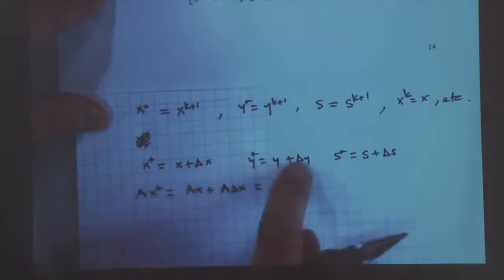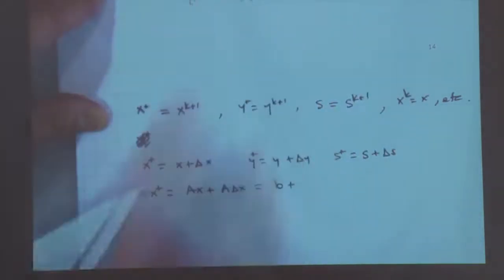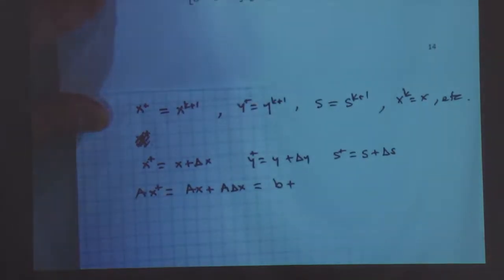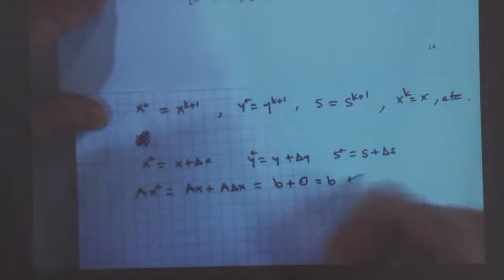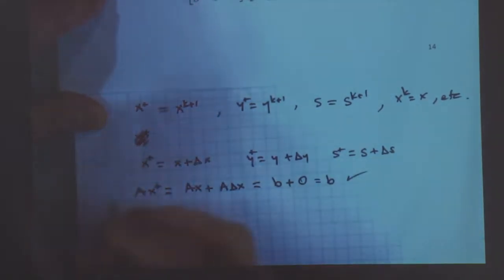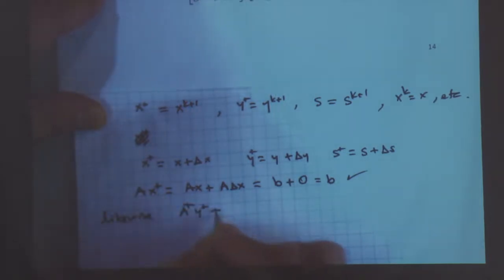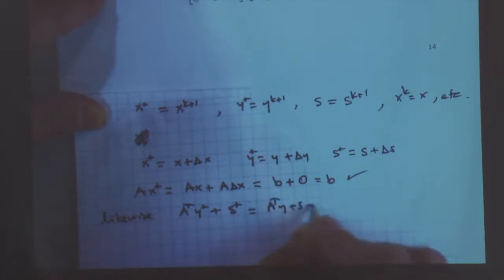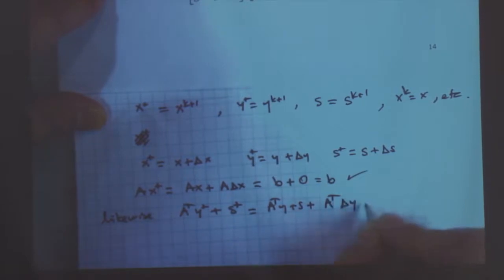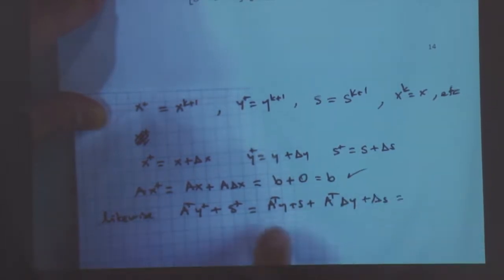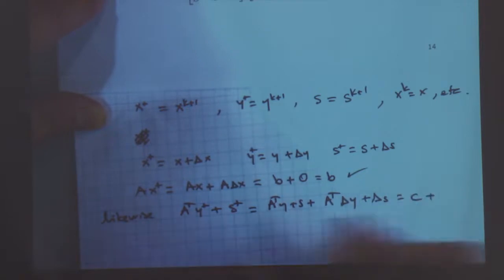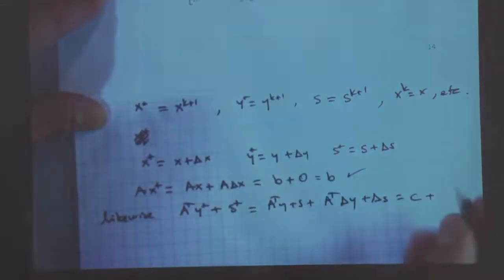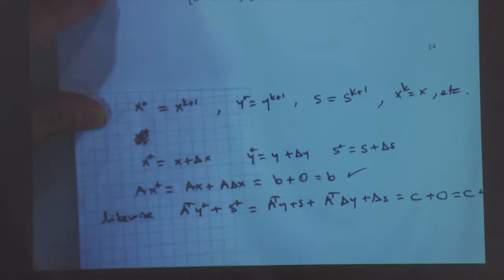So my delta x, delta y, delta s are the solution to the Newton step equation. So what is A delta x equal to? 0. So this checks out, right? Now, likewise, A transpose y plus s plus A transpose delta y plus delta s. Again, this guy is c, and these two guys are the first equation here, so that's 0. So this is equal to c, that checks out.